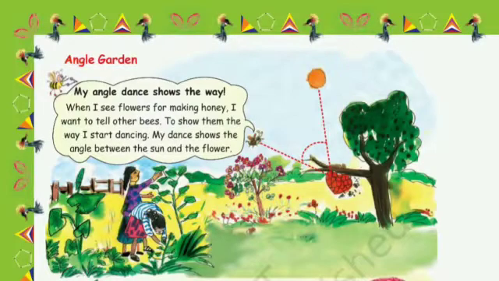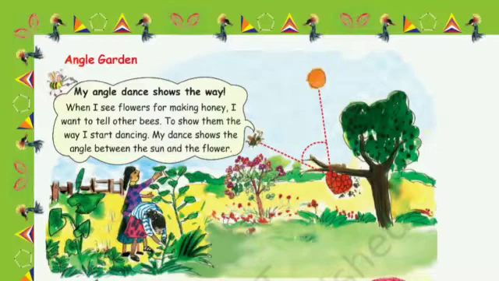Let's start with our first topic, angle garden. Here in the book you can see the bee is saying something. So let's read it. My angle dance shows the way. Means the way he moves, it shows the angles. So when I see flowers for making honey, what the bee is saying, जब मैं flowers को देखता हूँ honey बनाने के लिए, I want to tell other bees, मुझे दूसरे bees को कहना है, to show them the way I start dancing.